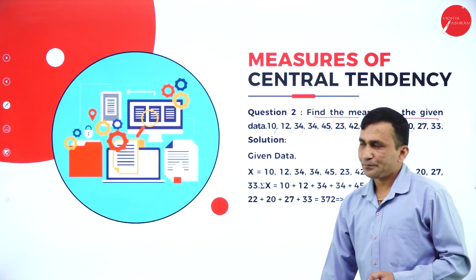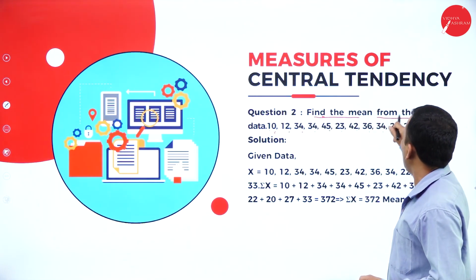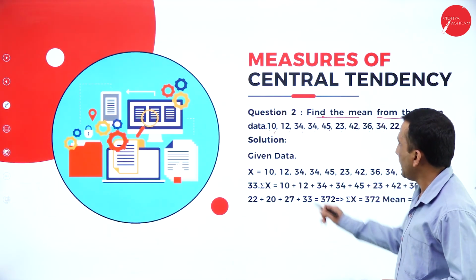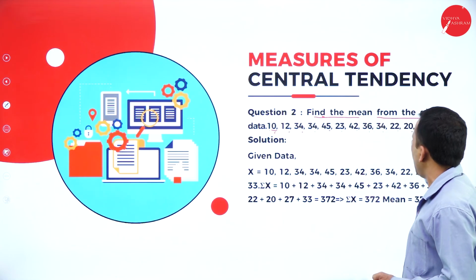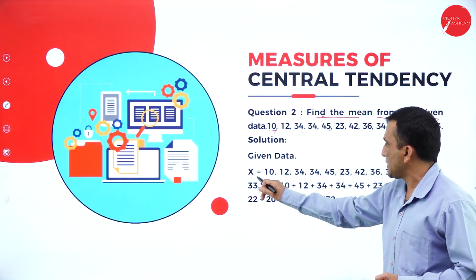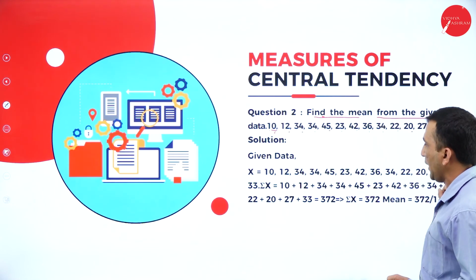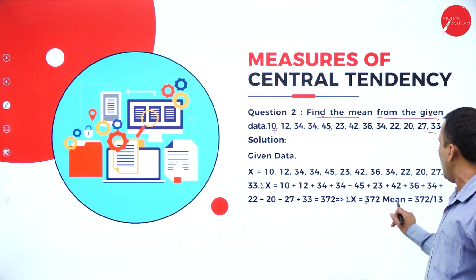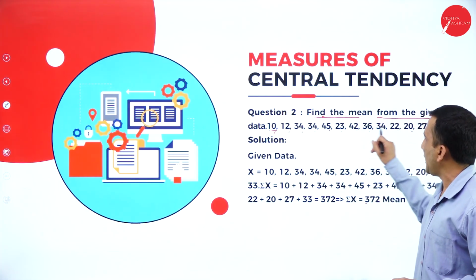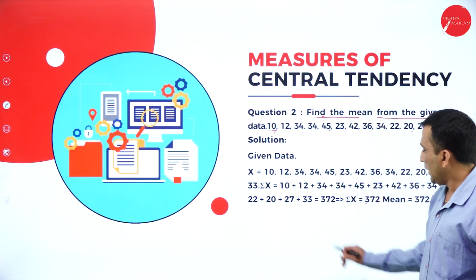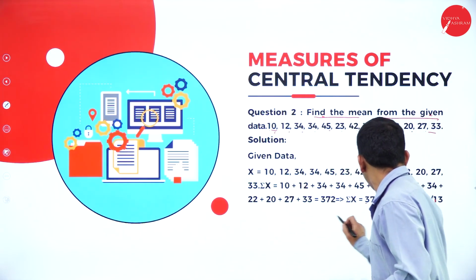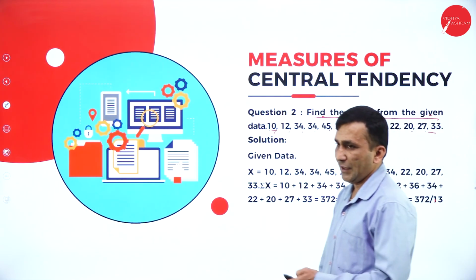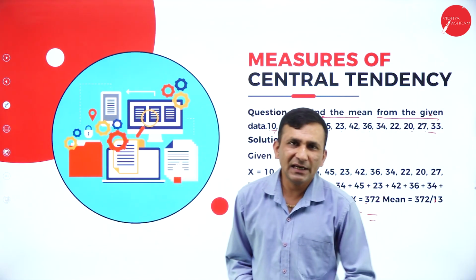The second question: find the mean from the given data. The data set is given here. If you take the x series and add all together, we get a total of 372. Now how many members are there here? There are 13 members. If you divide by 13, finally we get the arithmetic mean value. This is just for explanation.